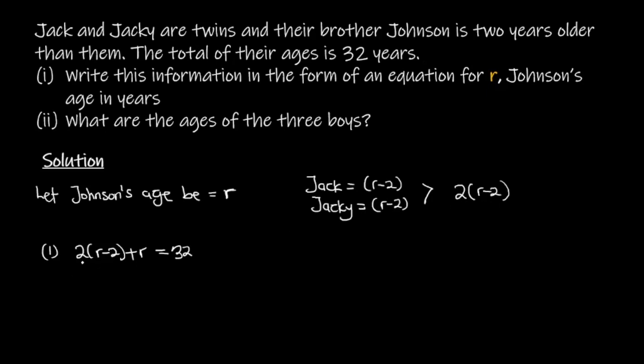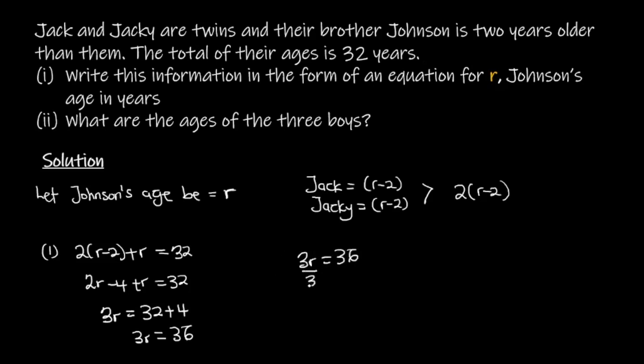Either way is correct. So 2 multiplied by R will give us 2R. 2 multiplied by negative 2 will give us negative 4. Plus R is equal to 32. Now 2R plus R will give us 3R is equal to 32 plus, the negative 4 will come here and becomes positive, so plus 4. So we have 3R is equal to 36. We divide both sides by 3. Our R will be equal to 12.